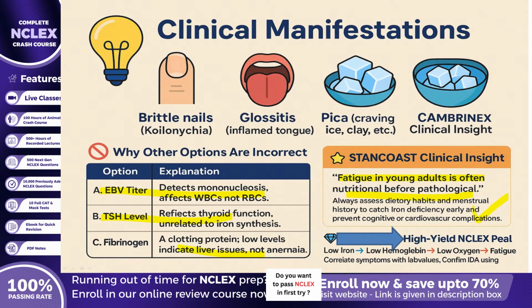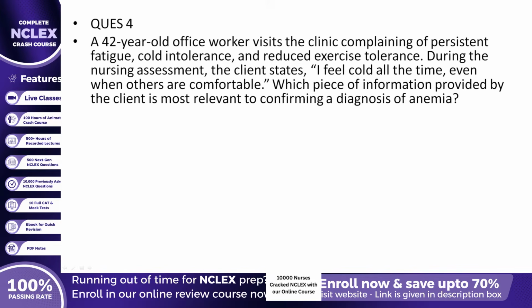Moving forward with the Stand-Coast High Yield NCLEX Pearl. Remember this golden connection: low iron, low hemoglobin, low oxygen, high fatigue. Always interpret laboratory values in correlation with symptoms and confirm iron deficiency anemia with ferritin and RBC tests for complete accuracy. Let us now dive into an insightful case that highlights the importance of clinical observation in identifying anemia.